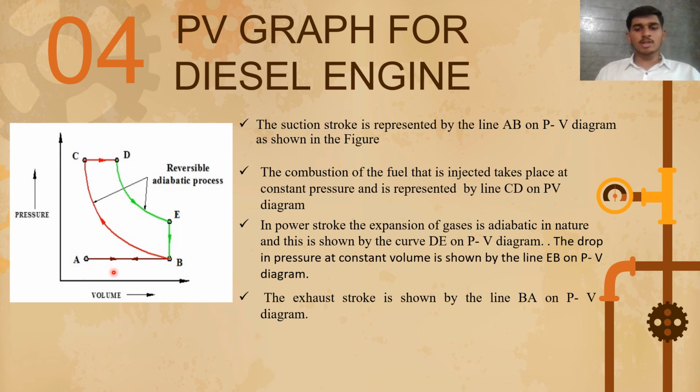In the power stroke, the expansion of gases is adiabatic in nature and is shown by the curve DE in the PV graph, this line. This shows that the process is adiabatic. The drop in pressure at constant volume is shown by the line EB. The line EB is perpendicular to the volume axis, which says that EB is constant volume. The exhaust stroke is shown by the line BA in the PV diagram, this line. So this is the exhaust stroke.